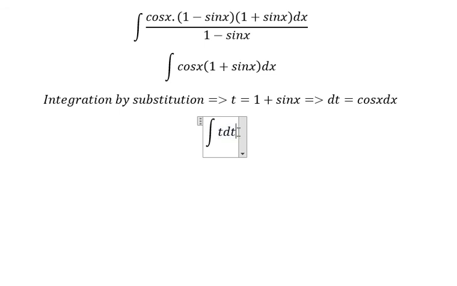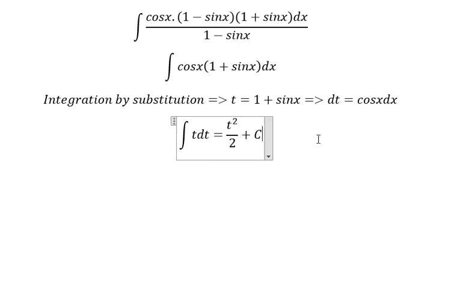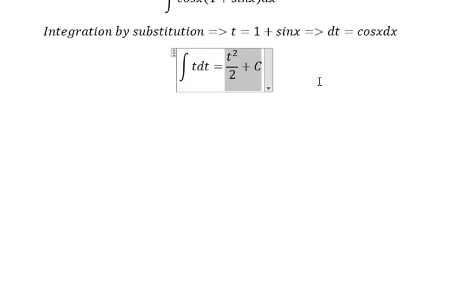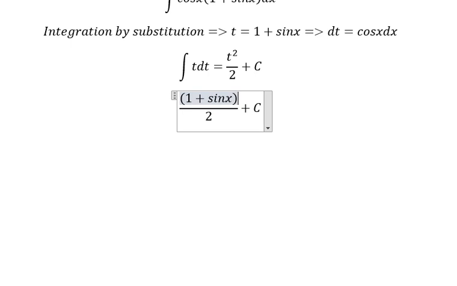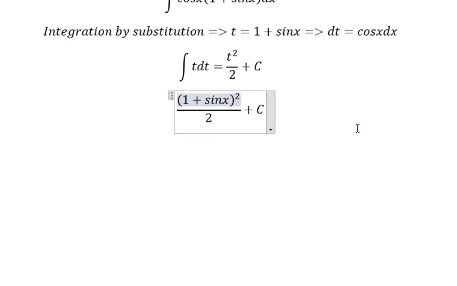So we can get the final answer. That's t squared over 2 plus c. About t, we need to change back to 1 plus sine x. And that's it about the final answer.